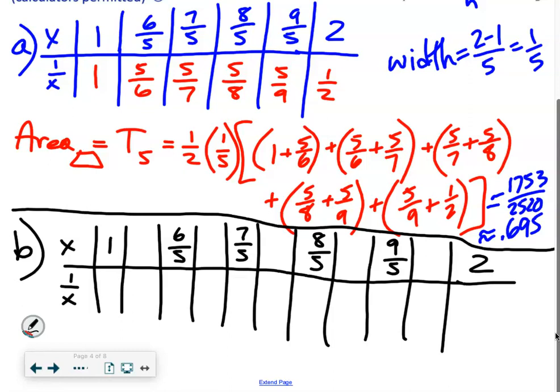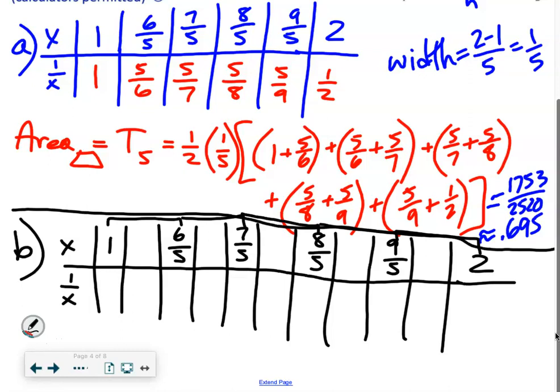Okay. So anyway, the only difference is that your table has to look kind of funky because it has extra columns because they have to give you heights at the midpoints, right? So sometimes you have to hop over to get to the ends of your rectangles. So anyway, we're going from 1 to 6 fifths.